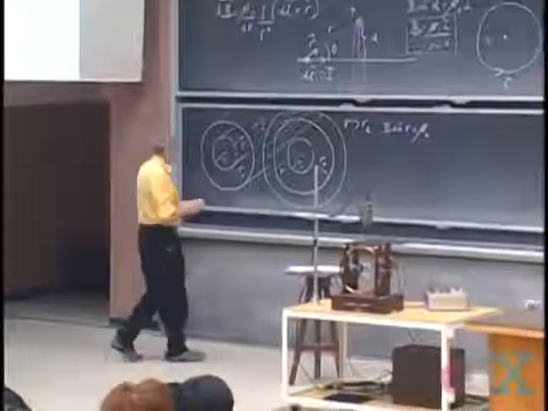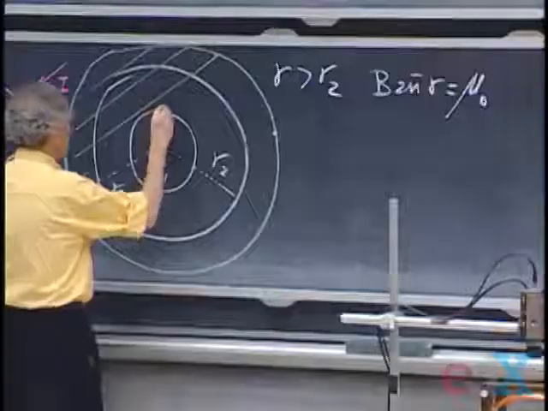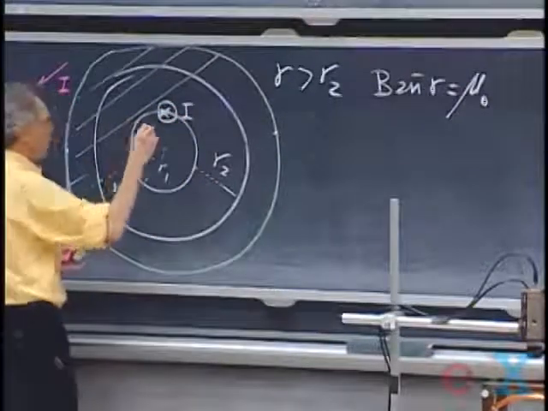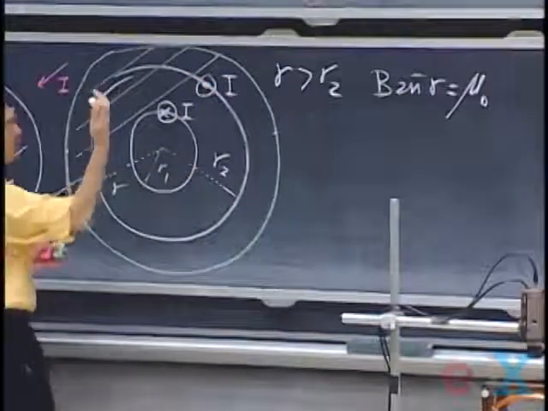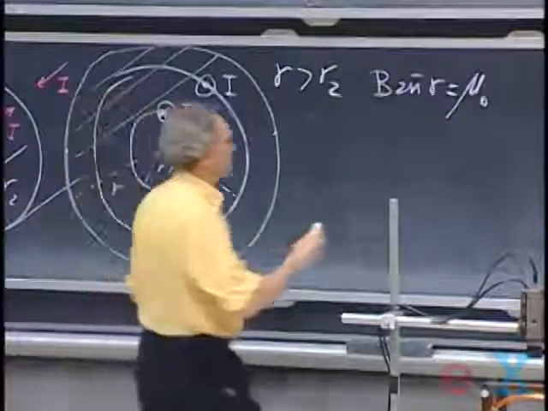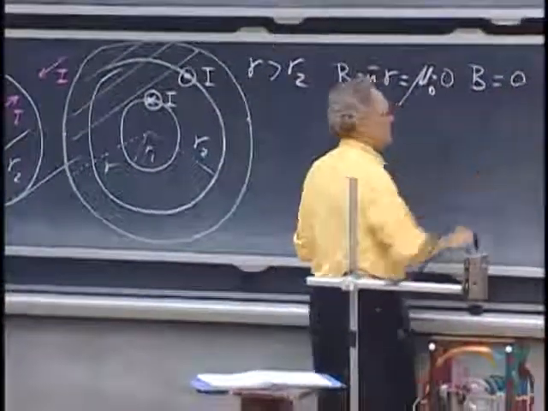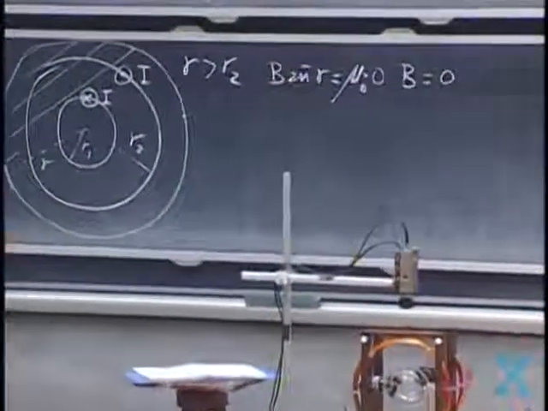And now I have to know what is the current going through that surface. Right here, on this surface, the current is going into the blackboard, and right here, the current is coming out of the blackboard. The two magnitudes are the same, so the net current is 0. And so the magnetic field outside the second cylinder is 0.